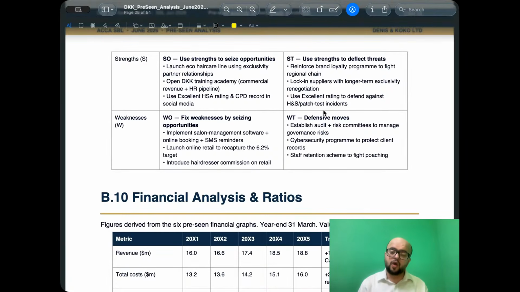Lock in suppliers with longer term exclusivity renegotiation. Make sure that more and more suppliers are associated with you, and instead of locking them for 1 year or 2 years, you lock them for a longer period of time. But yes, you must evaluate the cost of doing so. Then use excellent rating to defend against patch test incident, health and safety issues. With that excellent rating you will be able to generate better revenue. You can use that to make sure that you double check the patch tests, and even if there is negative publicity, you will be able to deflect that to the best extent possible.